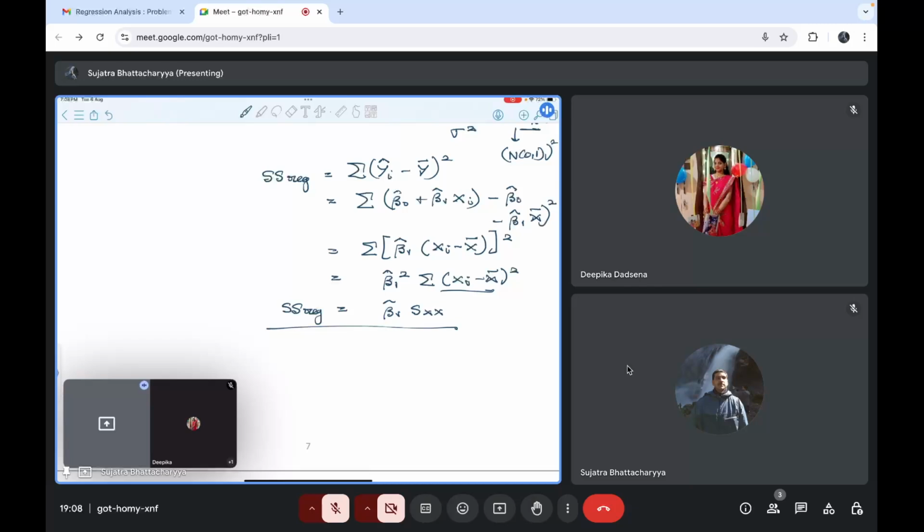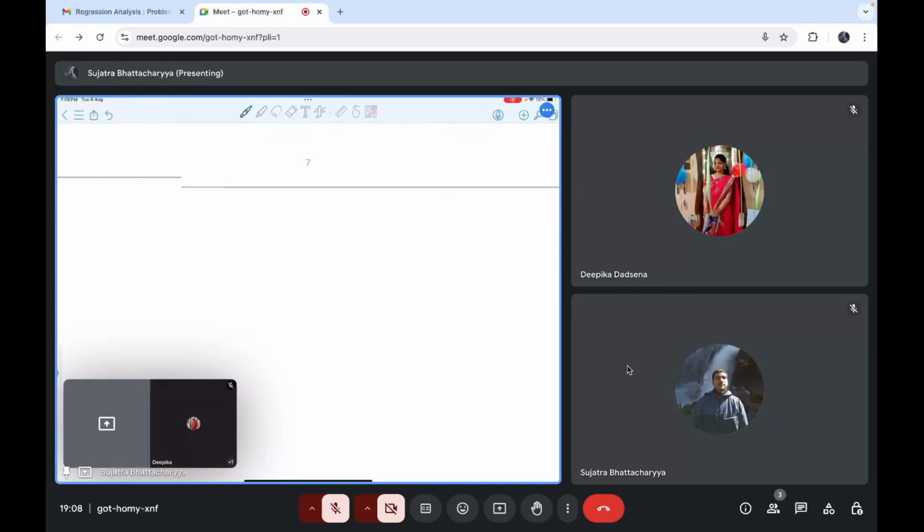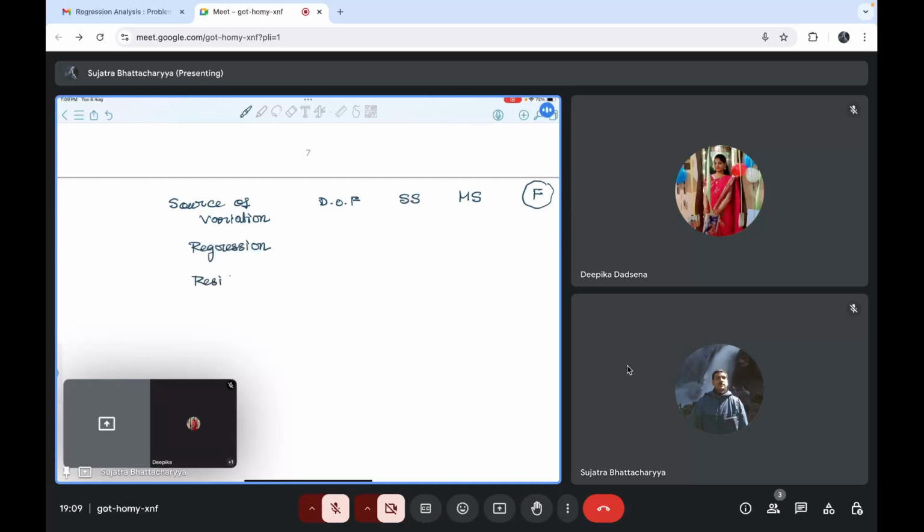And now let us write the ANOVA table, how we write it. In the ANOVA table, first we write the source of variation. We write the degrees of freedom. We write the SS, the sum of squares. Then we calculate the MS, the mean sum of squares. And finally, the F distribution, which we will come to. So first thing is regression. Next is residual. And the final is the total. We have seen one of the things is the regression, another is the residual, and the total.